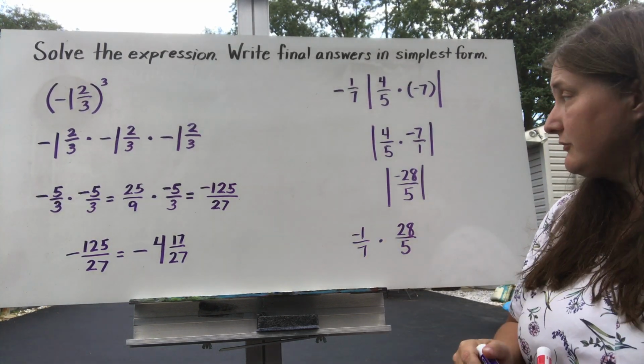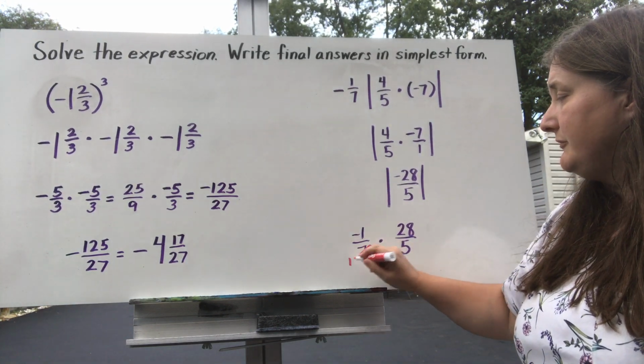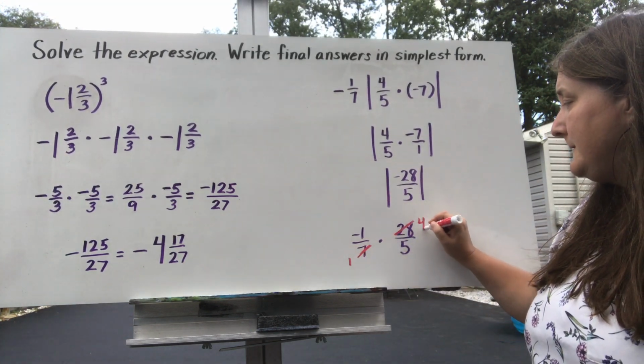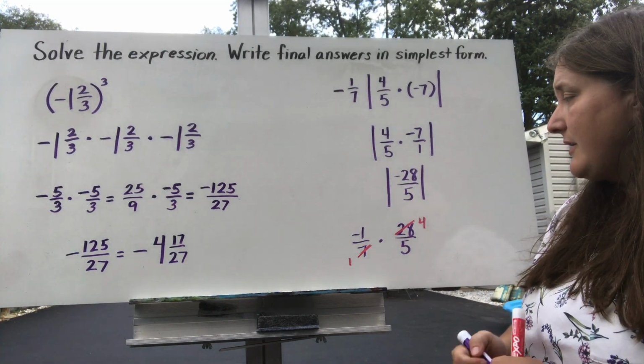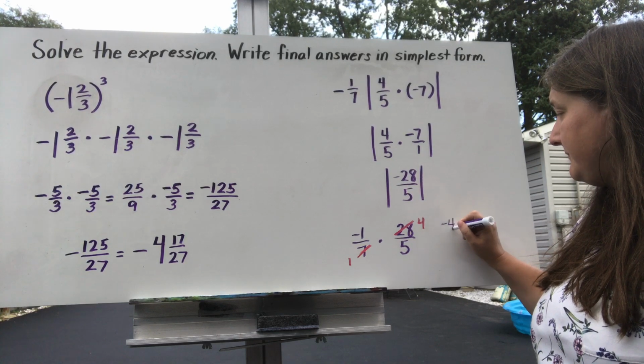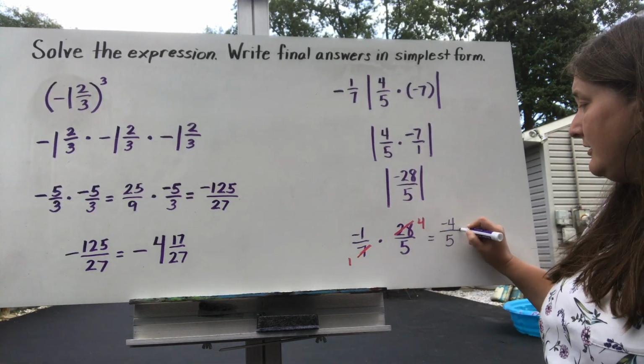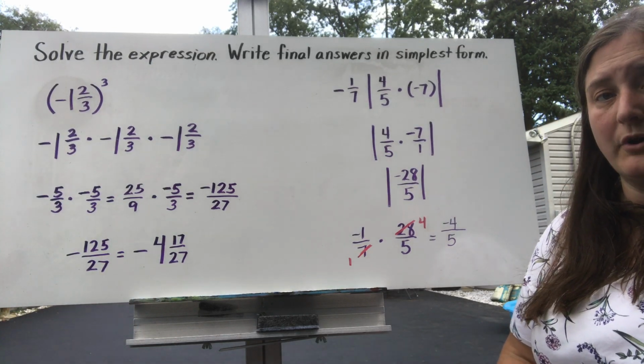So I have a little bit of cross reducing I can do in this one. 7 and 28 will both divide by 7. So now I've got across the top here negative 1 times 4, and I get negative 4. And on the bottom, 1 times 5 is 5. So our final answer is negative 4/5.